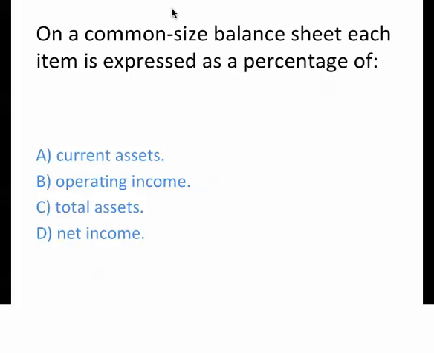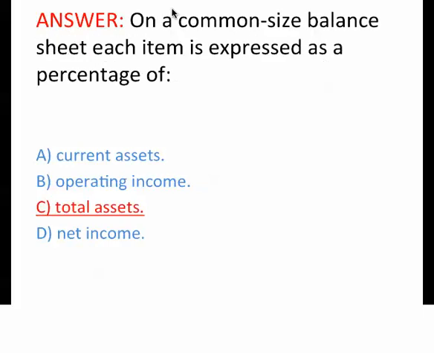And it is C, because this is just another way of saying what's the base on a balance sheet, total assets. When you are doing a vertical analysis or common size financial statements on a balance sheet, you're always dividing by total assets. Doesn't matter what the item is.